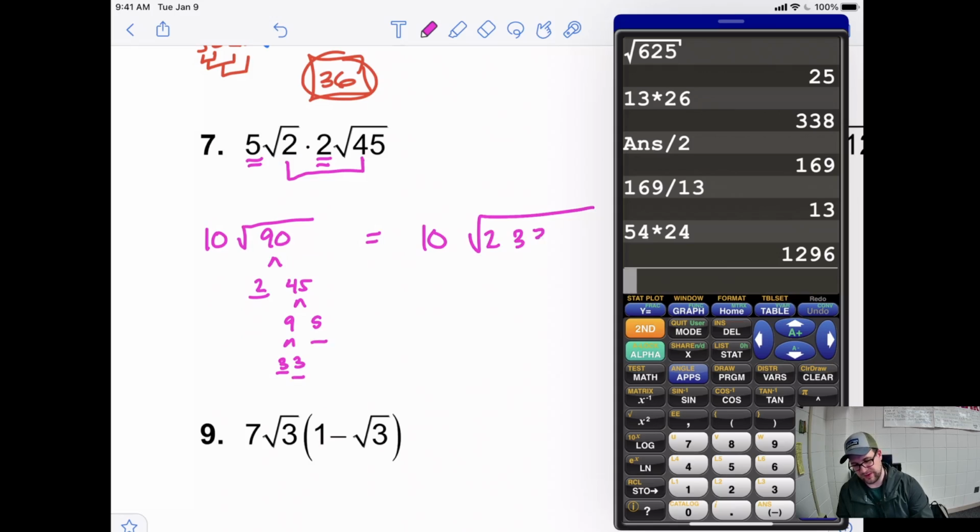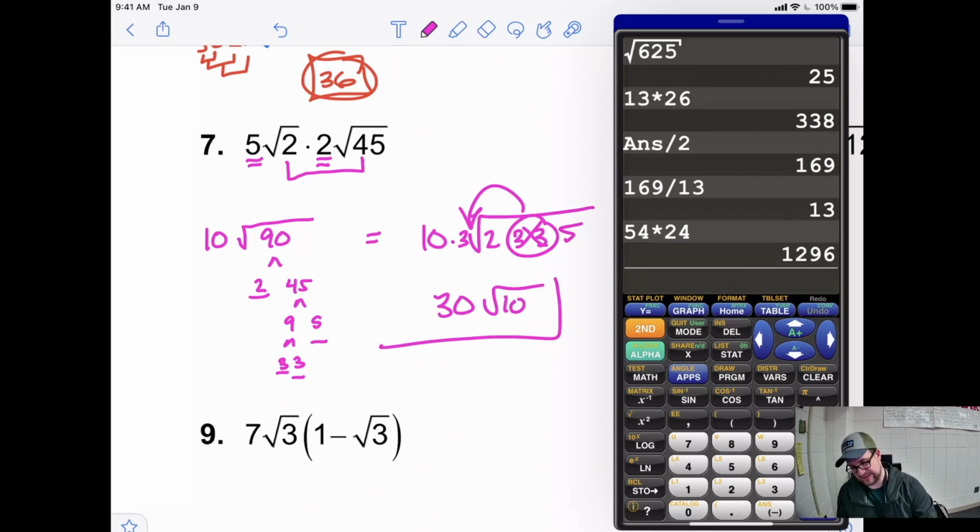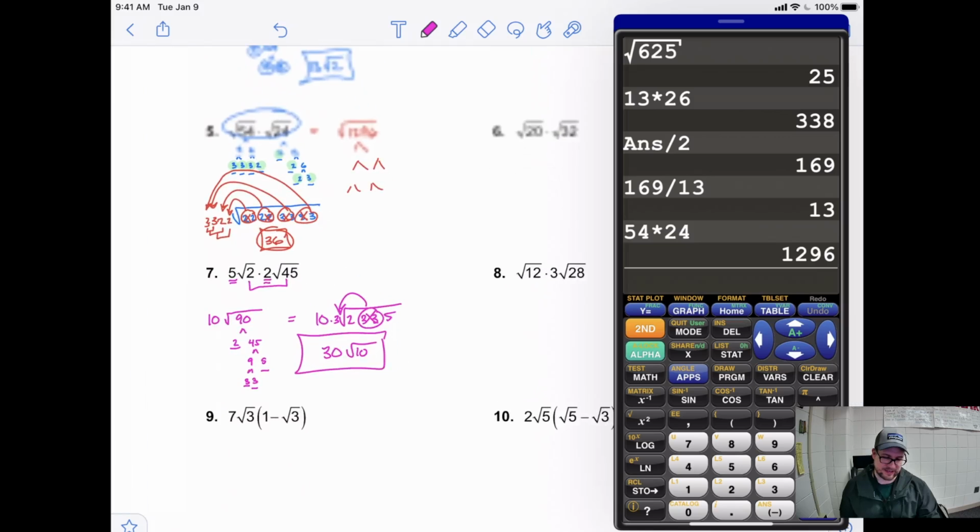2, 3, 3, 5. You got two 3s, you pull a 3 out. Cancel these out. You're going to get 10 times 3, that's 30. And you are left with a 2 and a 5, which is going to, of course, make us a 10. Just like that, guys. Nice job.